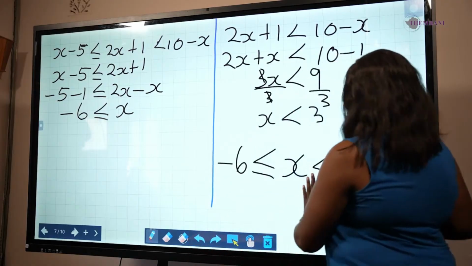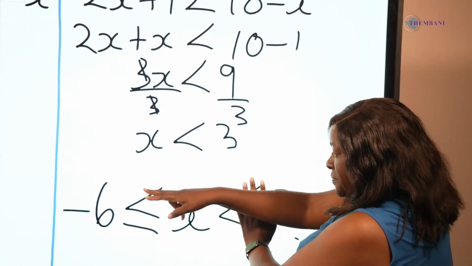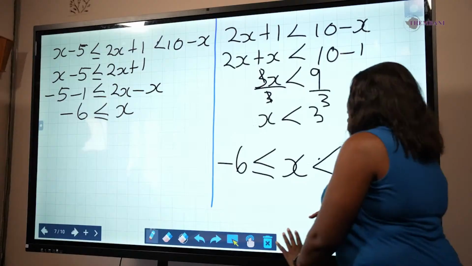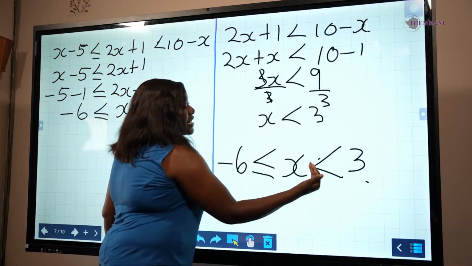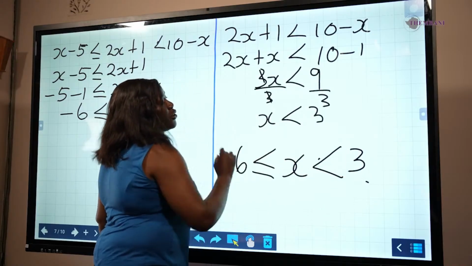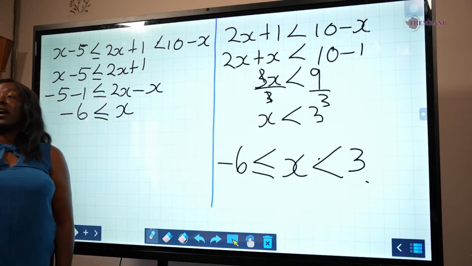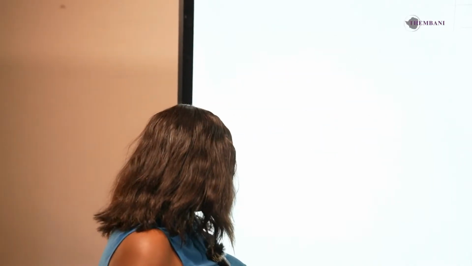So if I were to close this inequality sign, I'll remain with negative 6 is less than or equal to x. And if I were to close this side, I'm going to have x is less than 3, which is the solution that I've gotten from that end. I hope we are getting what I'm talking about when we are talking about solving simultaneous inequalities.